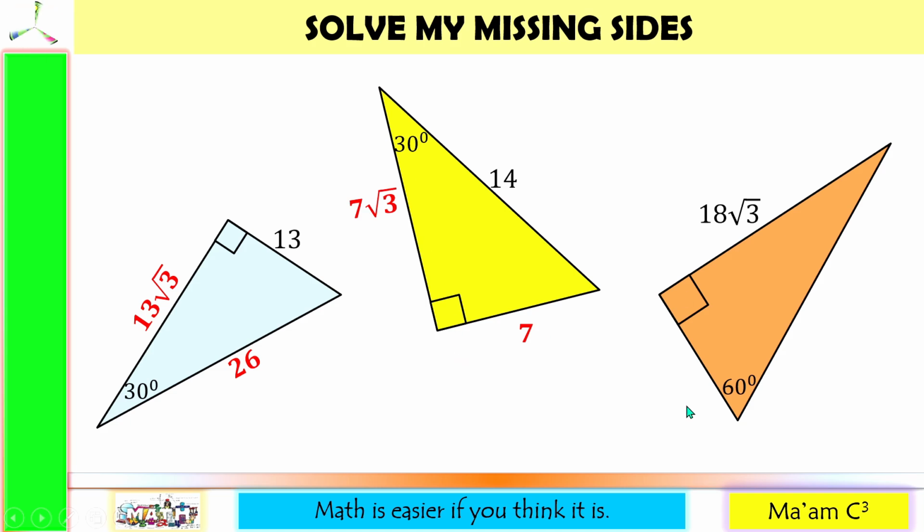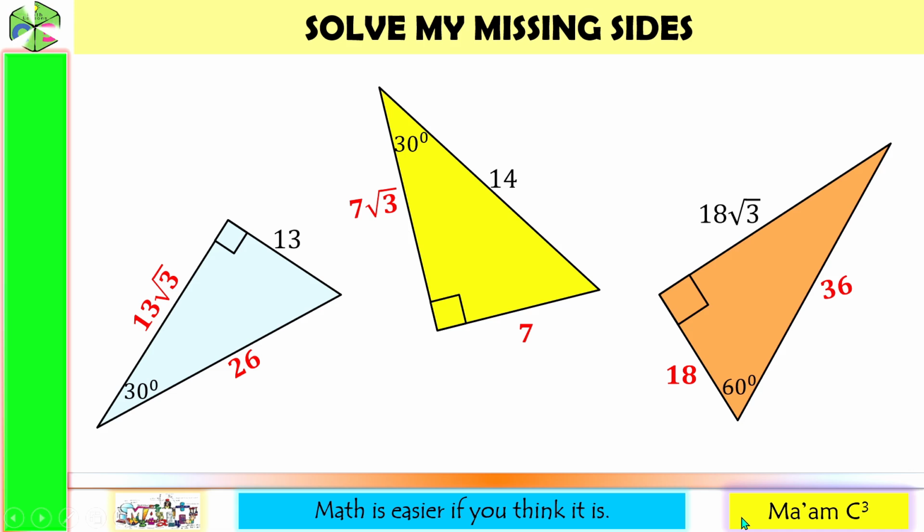For the last triangle, this time we are given the longer leg. The longer leg is the leg opposite 60 degrees. To solve for the shorter leg, we simply have to remove square root of 3. So this is 18. If you now have the shorter leg, multiply this by 2. 18 times 2 is 36. That is now your hypotenuse.